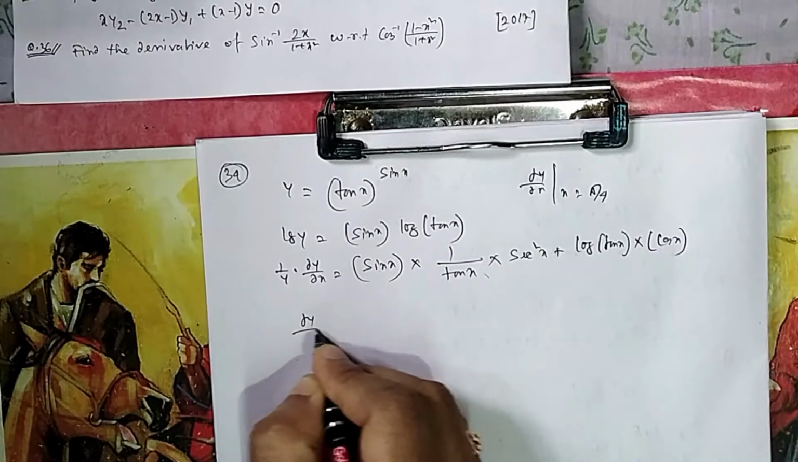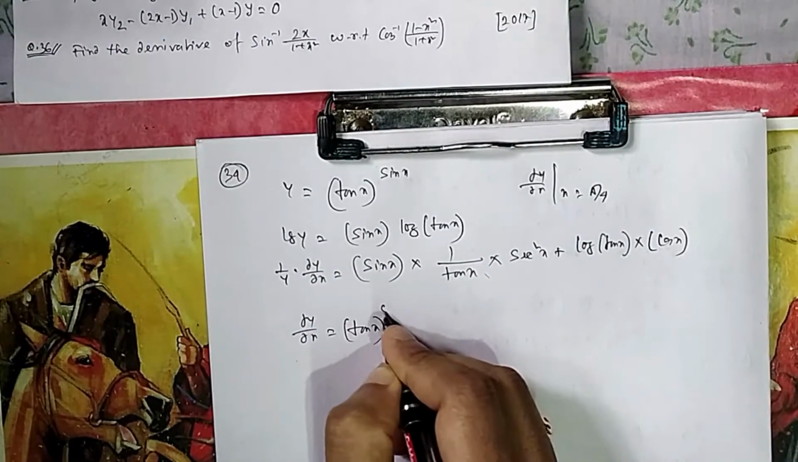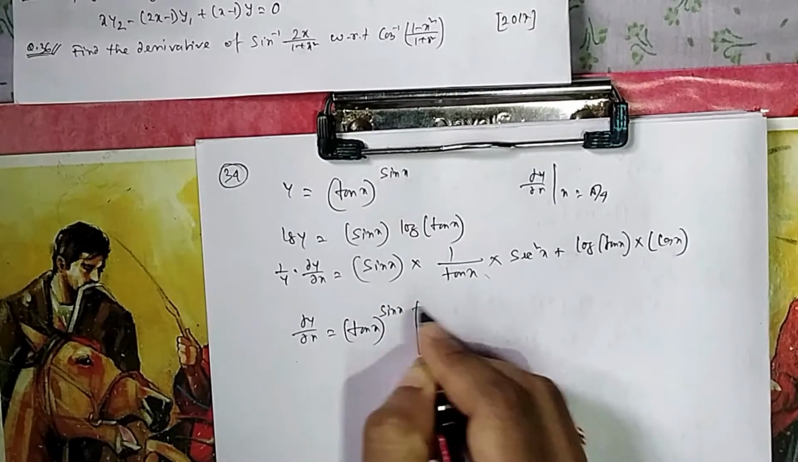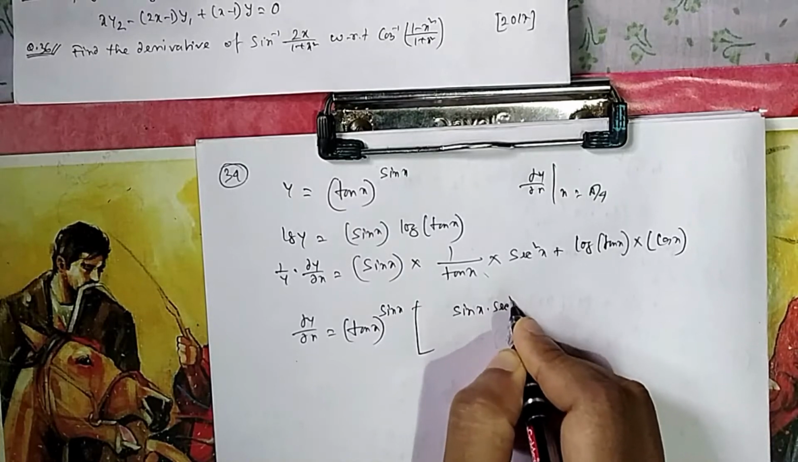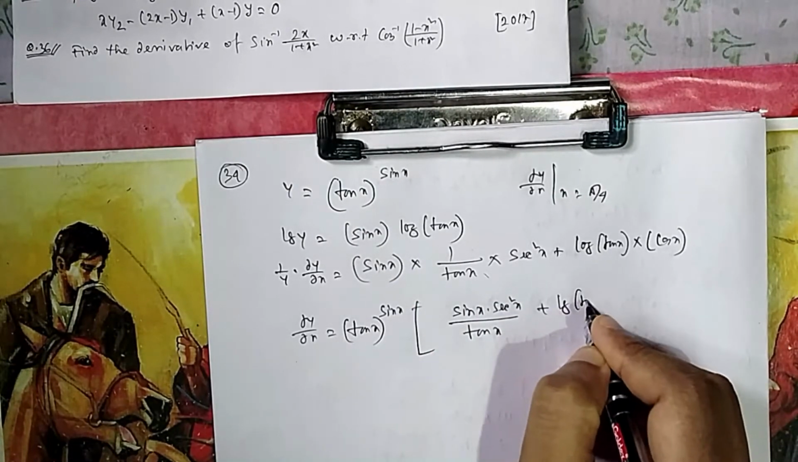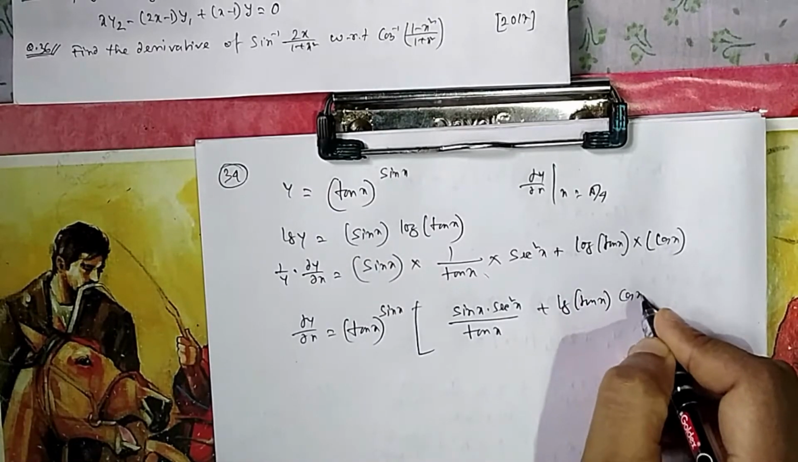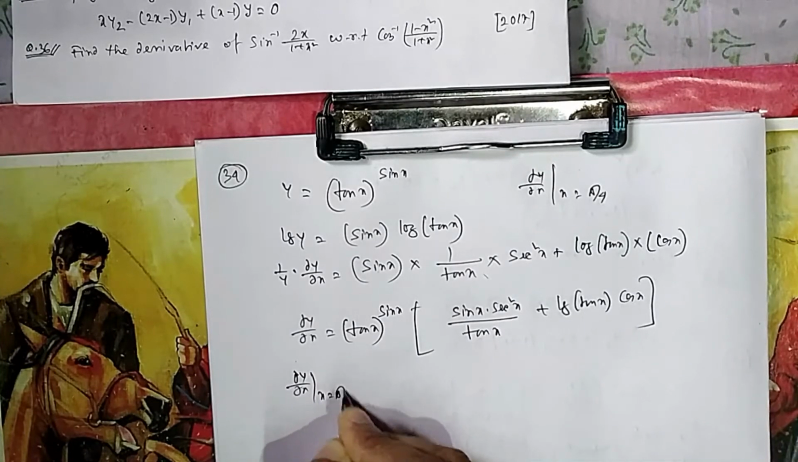So your dy/dx is equal to y into this. y is your tan x to the power sin x, this into this: sin x sec square x by tan x, plus log tan x cos x. You have to evaluate everything for dy/dx at x equal to pi by 4. So you put x equal to pi by 4.